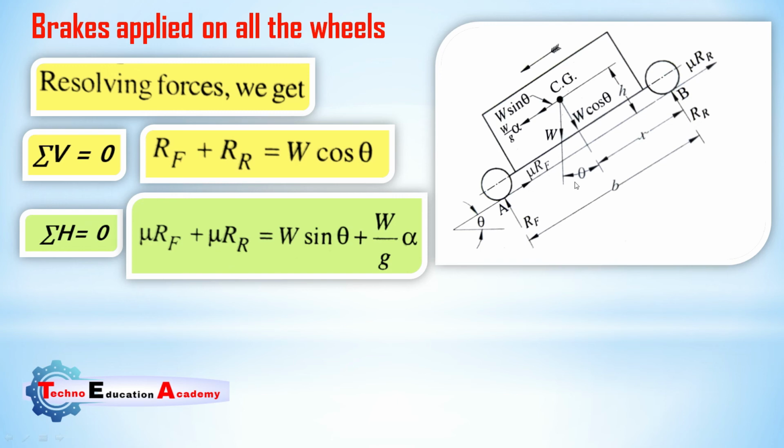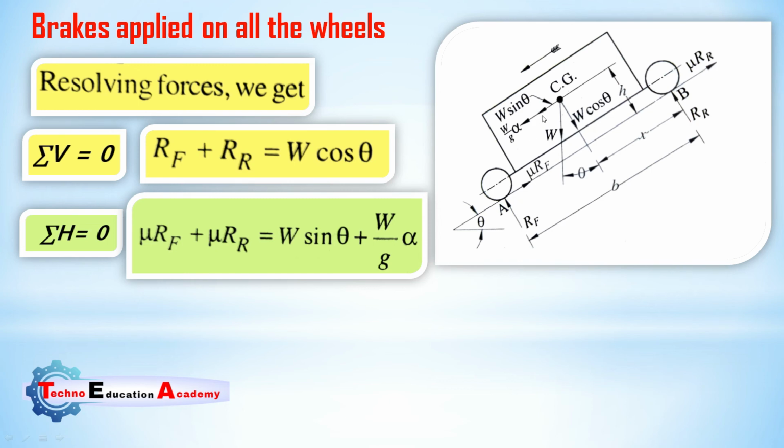In the previous case, whenever we considered the brakes applied on the front wheel, we considered only the braking force on the front wheel, mu Rf. Whenever we considered the brakes applied on the rear wheel only, we considered the braking force mu Rr only. At that time we were not considering this force. But in this case, the brakes are applied on all the wheels, so we are considering mu Rf as well as mu Rr.